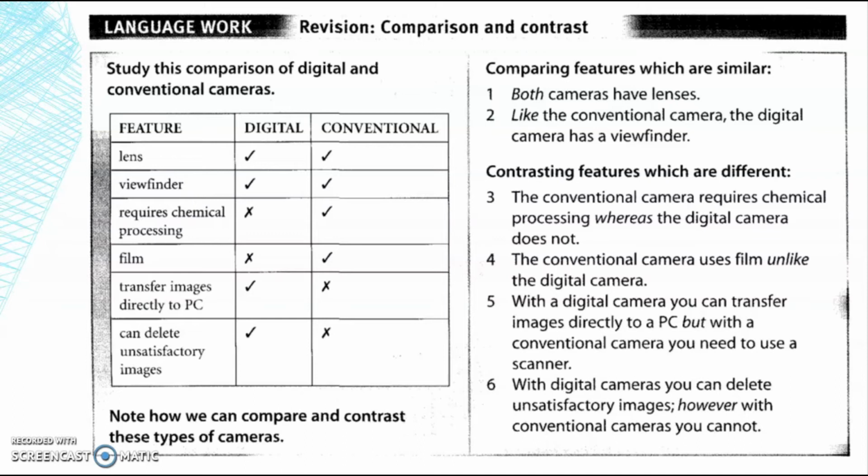Number three, talking about the chemical processing. The conventional camera requires chemical processing, whereas the digital camera does not. Number four, talking about film. The conventional camera uses film unlike the digital camera.